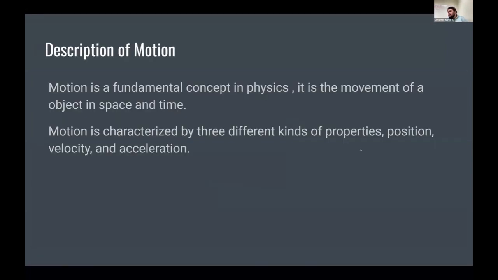Description of motion. Motion is a fundamental concept in physics, and it is the movement of an object in space and time. Motion is characterized by three different kinds of properties: position, velocity, and acceleration, which will all be seen in our project.